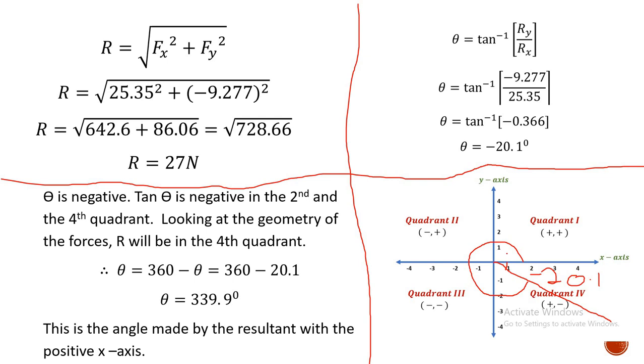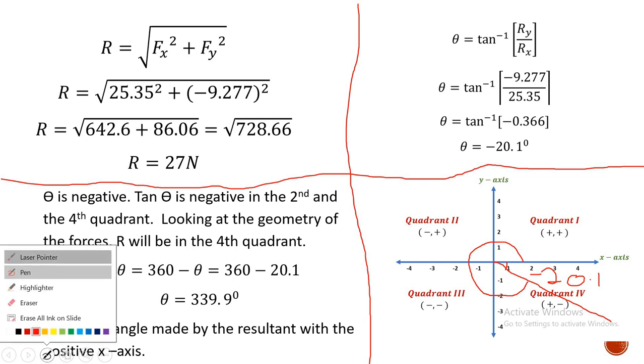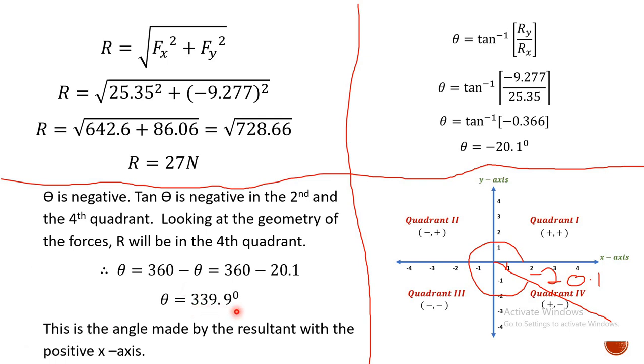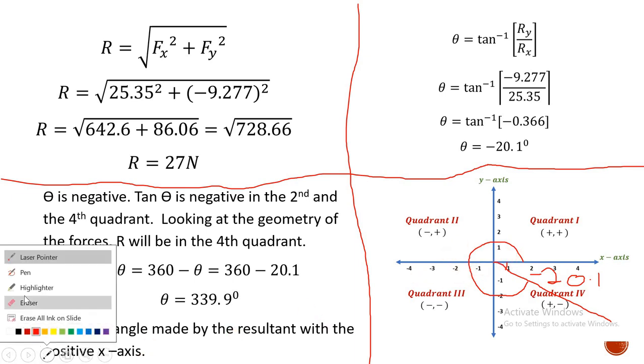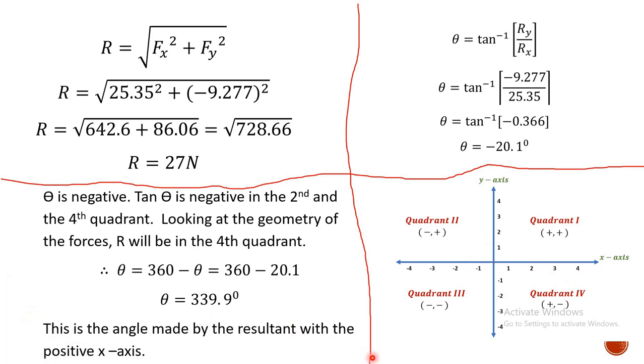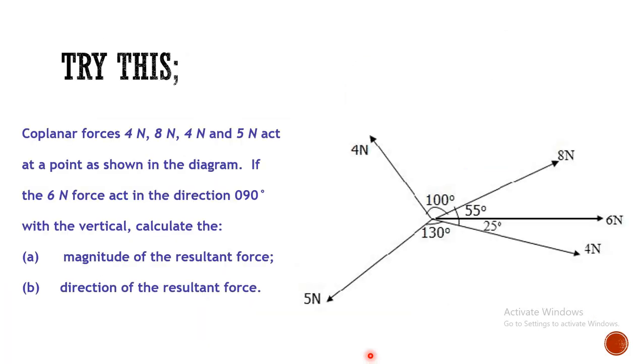The angles at a point add up to 360. So I can subtract 20.1 from 360 to get the angle counted in the anti-clockwise direction, and that will give us 339.9 degrees. So this is the angle made by the resultant with the positive x-axis in an anti-clockwise direction. Very important. You can try this on your own, and then we'll see.